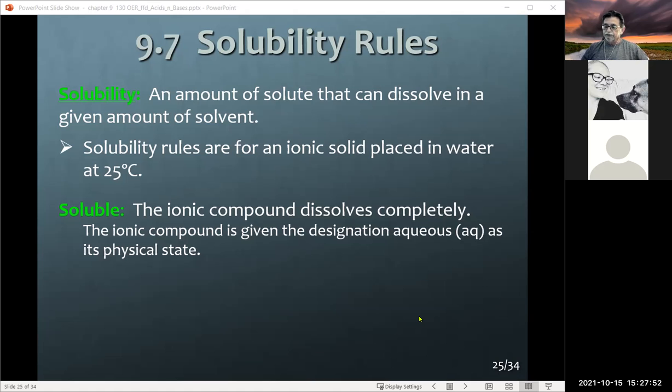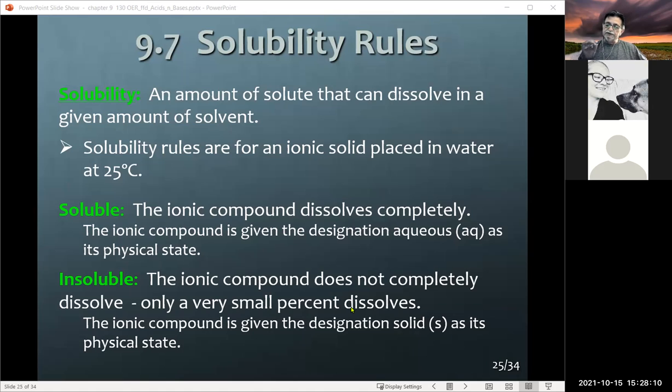If something is classified as soluble, that means it completely dissociates into the respective ions, and we designate that by the physical state symbol (aq), meaning it's an aqueous system. If something is defined as insoluble, then we give it the designation (s), lowercase s, meaning solid. Now, it doesn't mean that it is totally insoluble. It means there's a little bit in solution, just like the magnesium hydroxide example. We show at least one set of ions in solution.